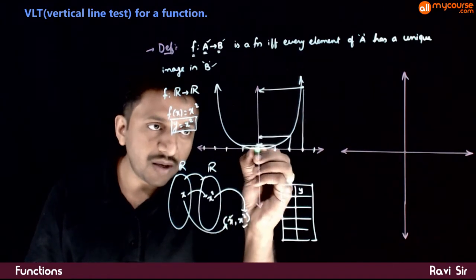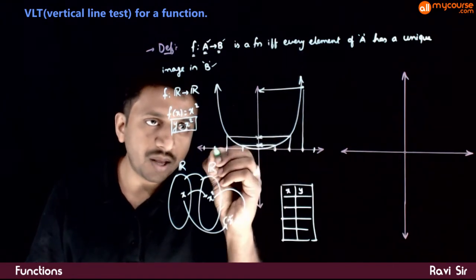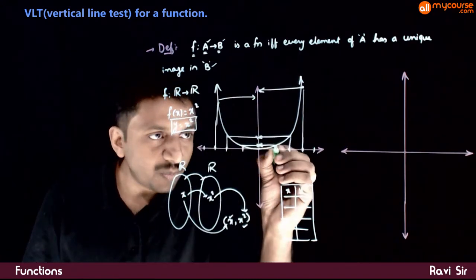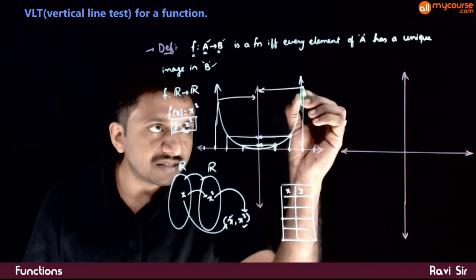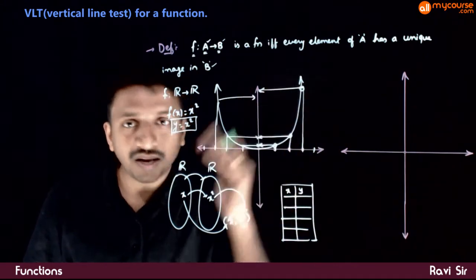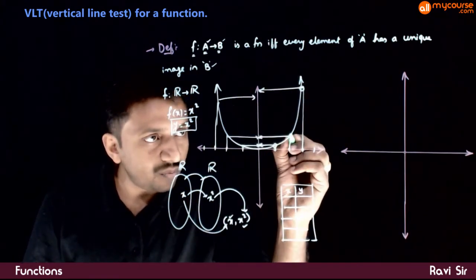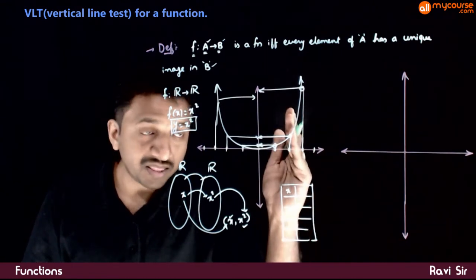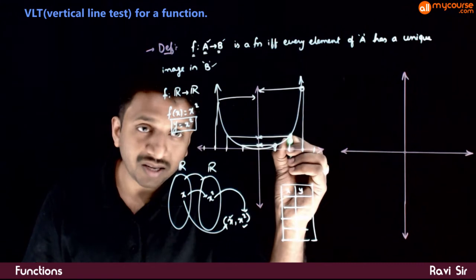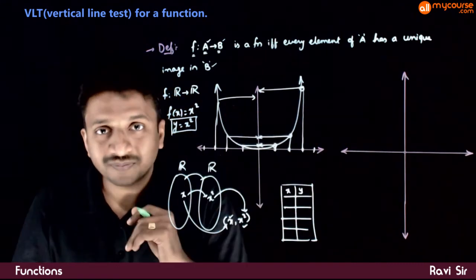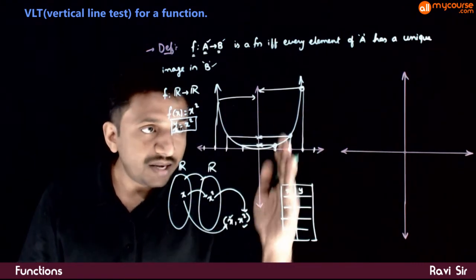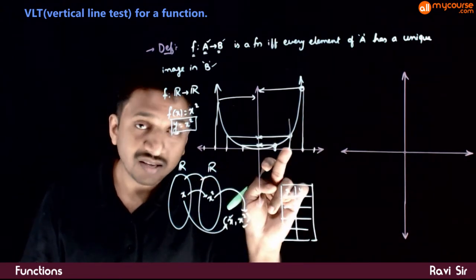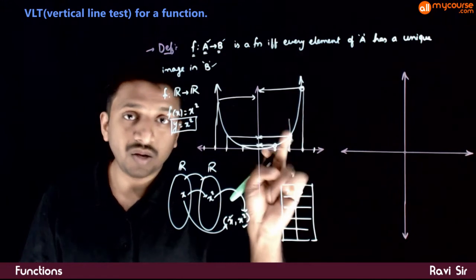Corresponding to every negative value of x, you have a y, and so on. So corresponding to every value of x, if you draw a vertical line, the point where the vertical line cuts the graph is the point corresponding to this x. So if the vertical line cuts the curve only once, that means corresponding to this x, you have only one y.